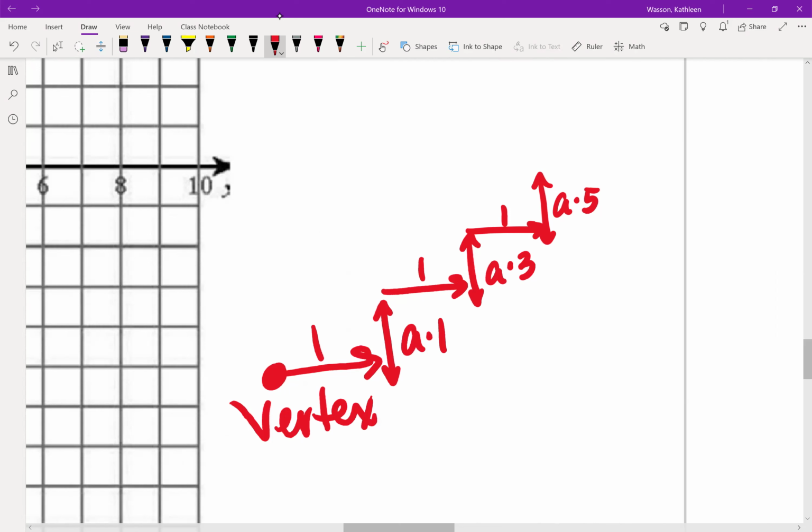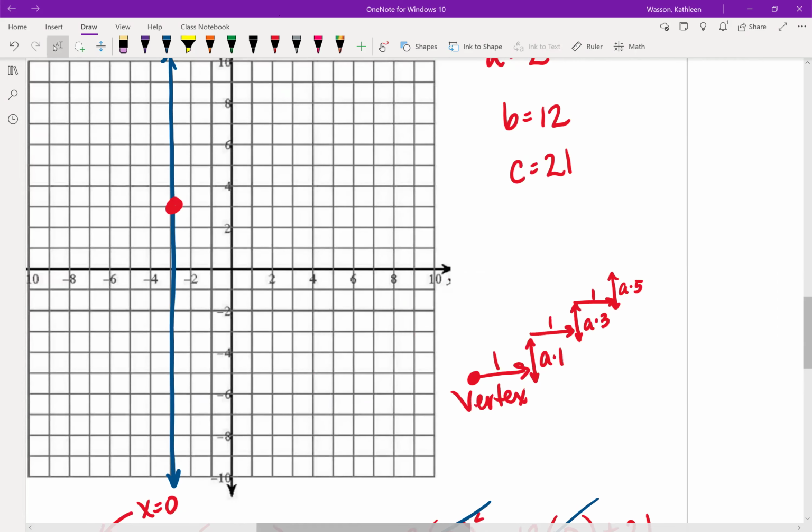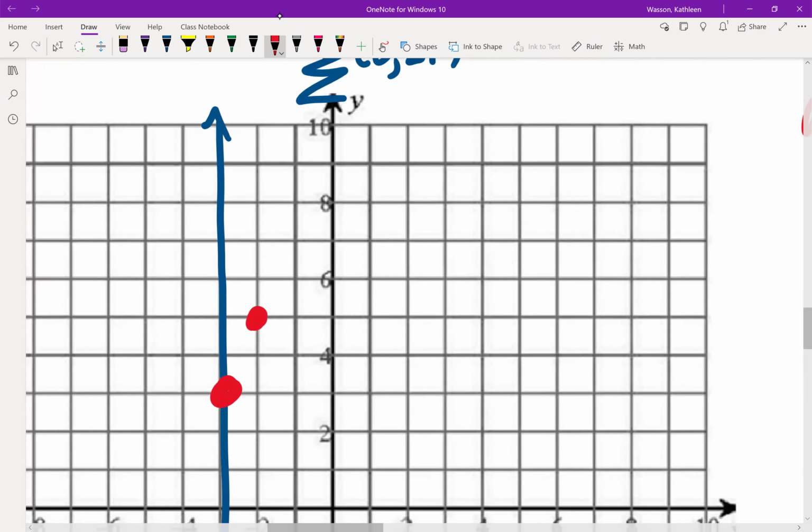Since a is 2 for this inequality we're graphing, I would go from this vertex where I am, I would go right 1 and up a times 1. So 2 times 1, I would go up 2. And then from that block, I would go right 1 and up 2 times 3. So up 6. 1, 2, 3, 4, 5. It barely doesn't fit on here. It's just above. It would be at negative 1, 11.